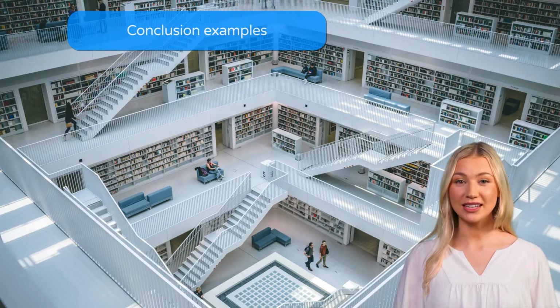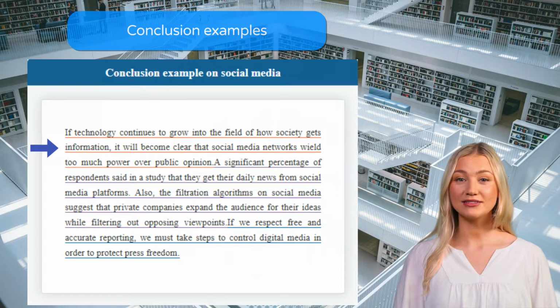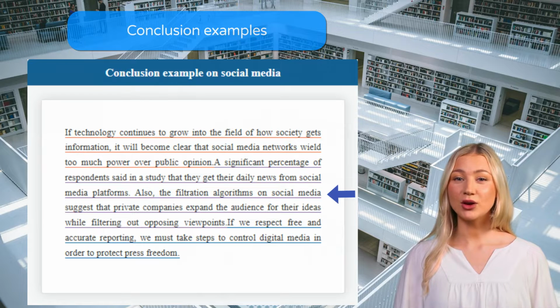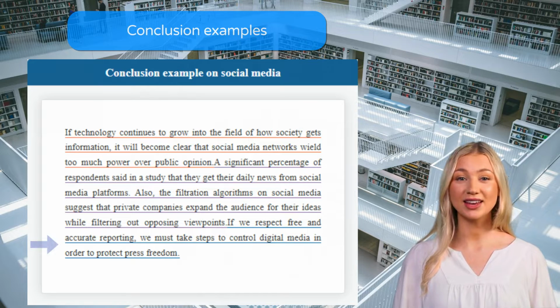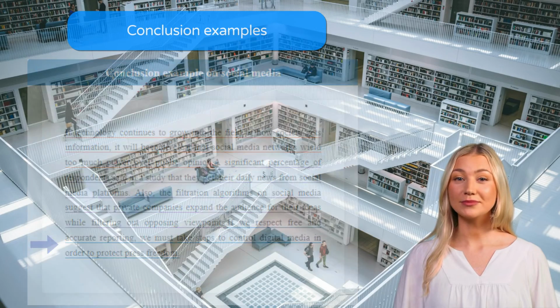We have two different examples from different types of essays for you. The first one is taken from an essay on social media and its impacts. The first sentence takes us back to the thesis statement, which argues social media is effective on public opinion. In the second part, we see a summary of the main supporting points for this argument and the claims made in the essay. And in the last sentence, the writer expands on the subject to give a final comment.